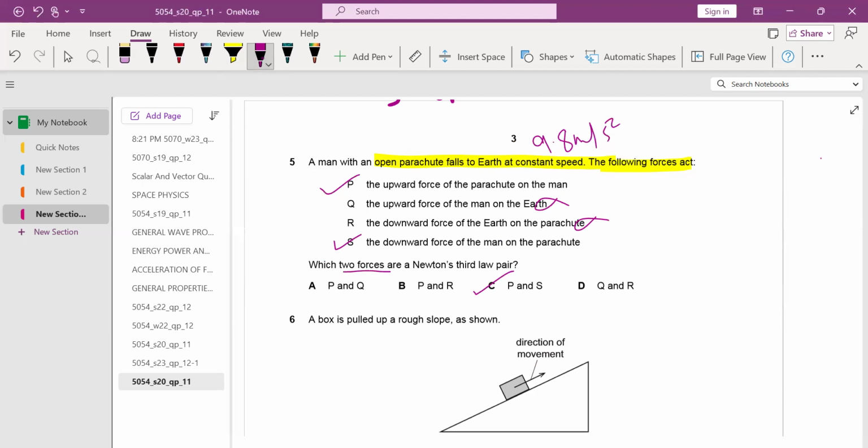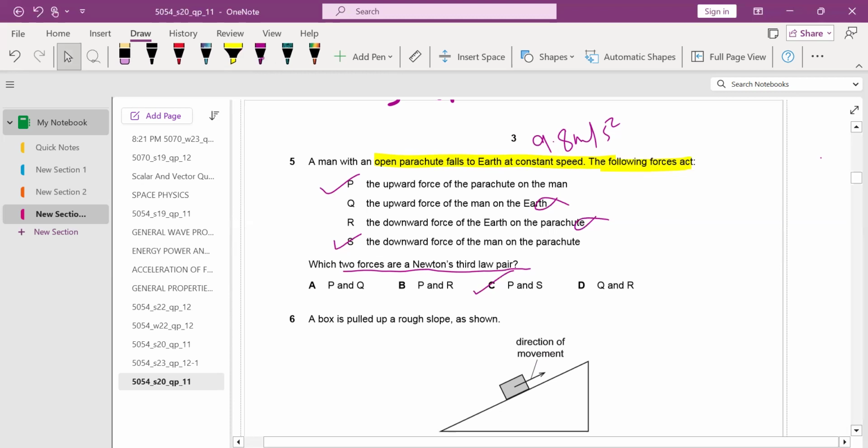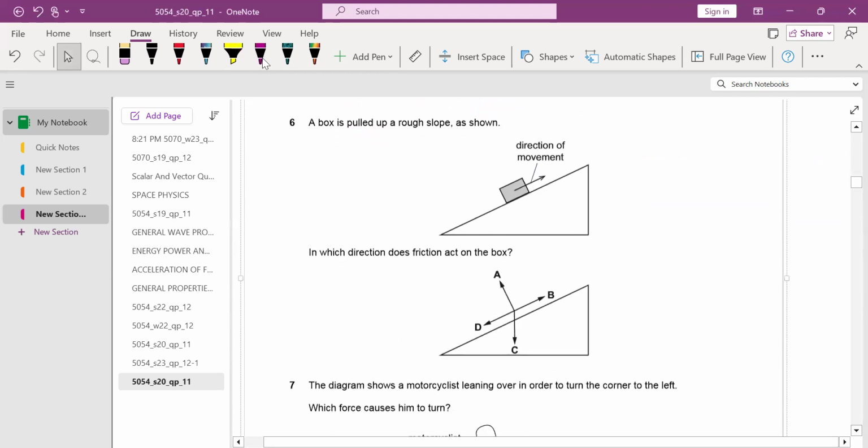Which two forces are a Newton's third law pair? So P and S are the Newton's third law pair, which is every action has a reaction. Question number 6. A box is pulled up a rough slope as shown. This is the box and the direction of the movement is this. In which direction does the friction of the box act? So friction is an opposing force and it acts in the opposite direction, which would be D.